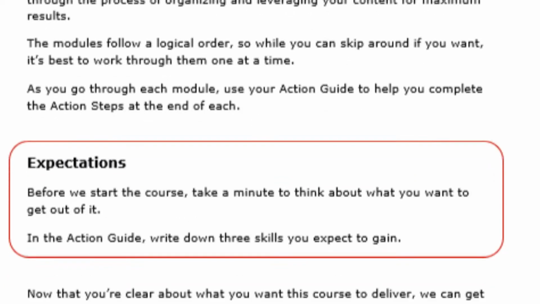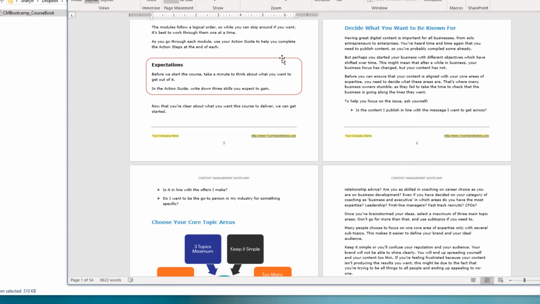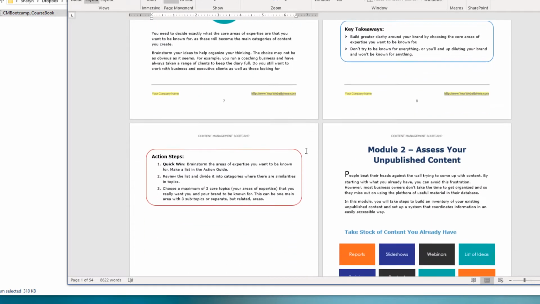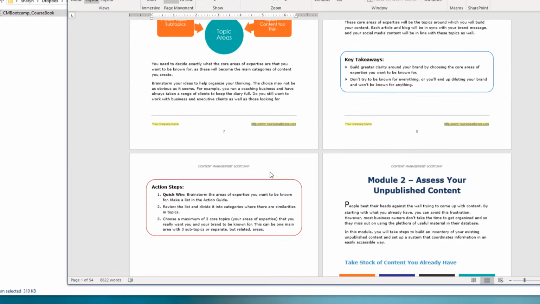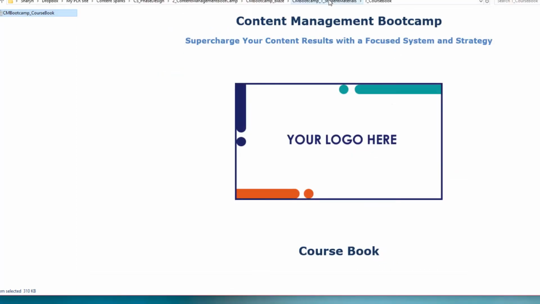So there's your quick course overview, but you can see it all in the course. You can see that there's a place at the end of each module where there are key takeaways from the module and then the action steps that they need to do, and that they can use that action guide and inventory spreadsheet for. So let me hop over to that now so that you can get a better feel of how they fit together.